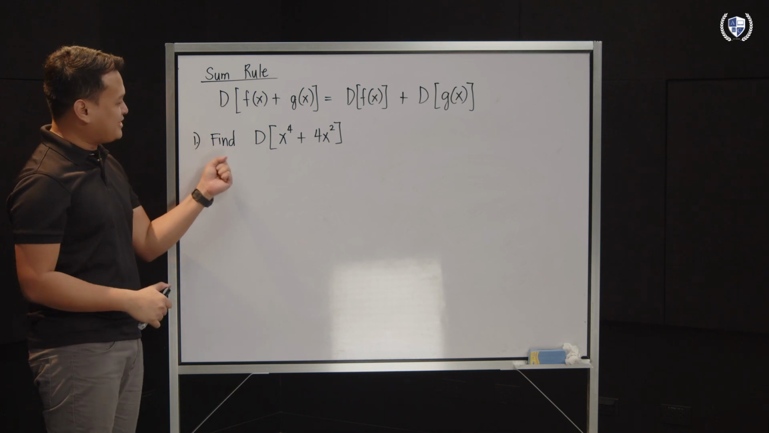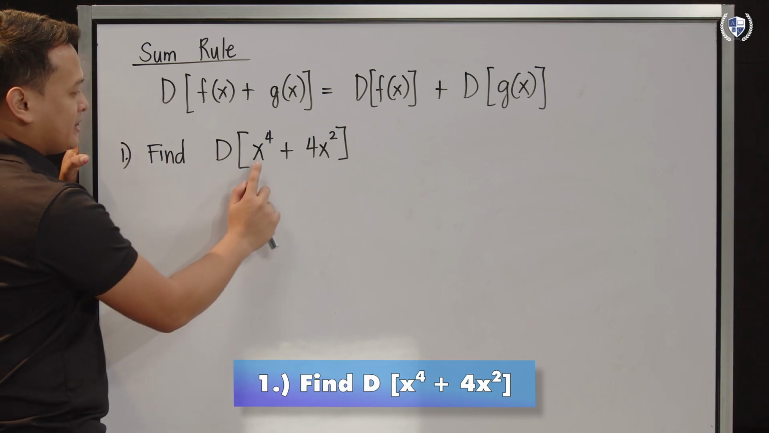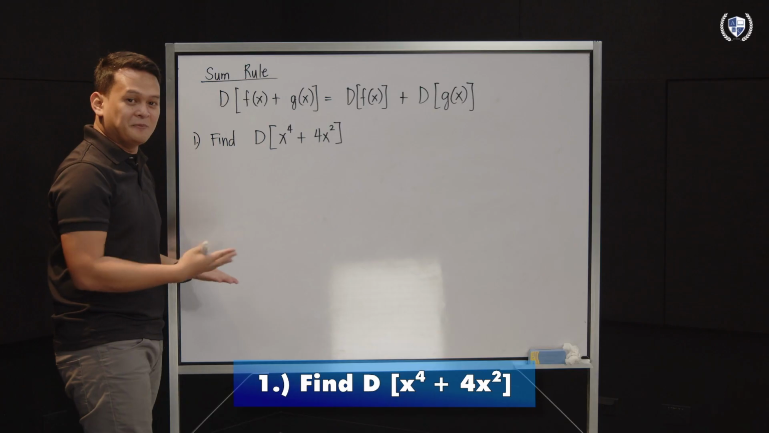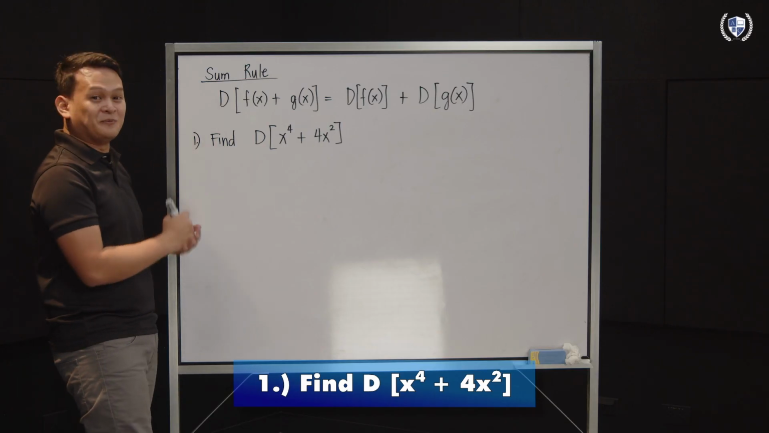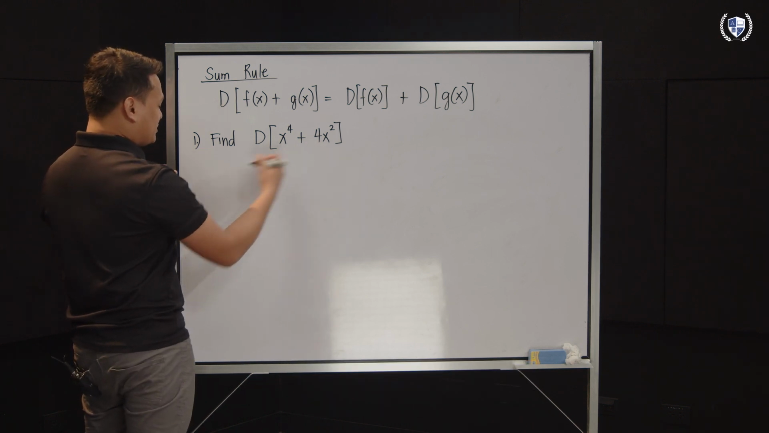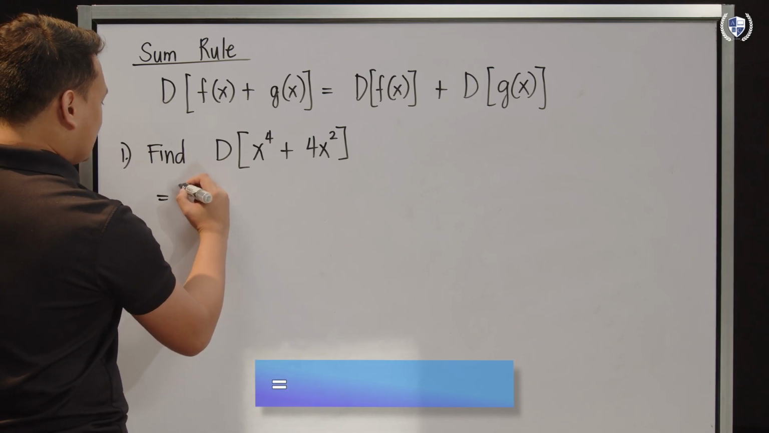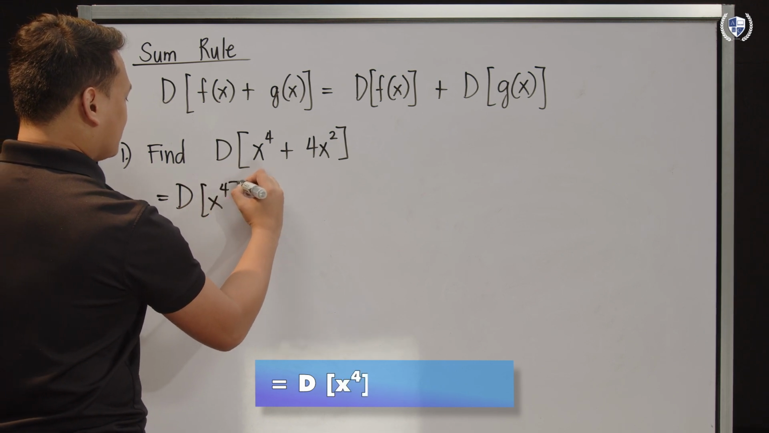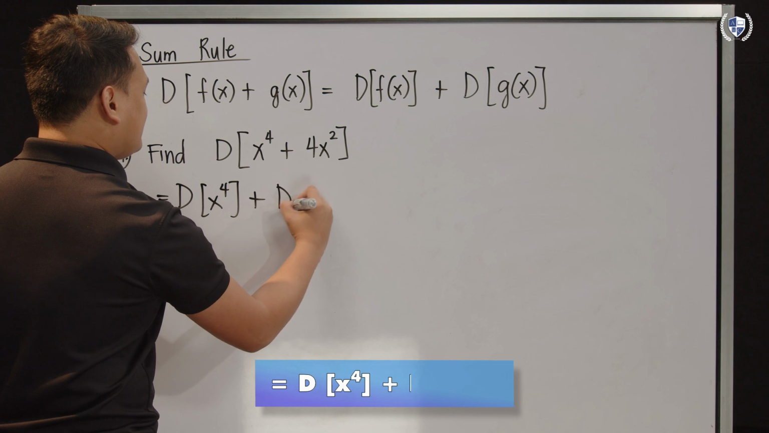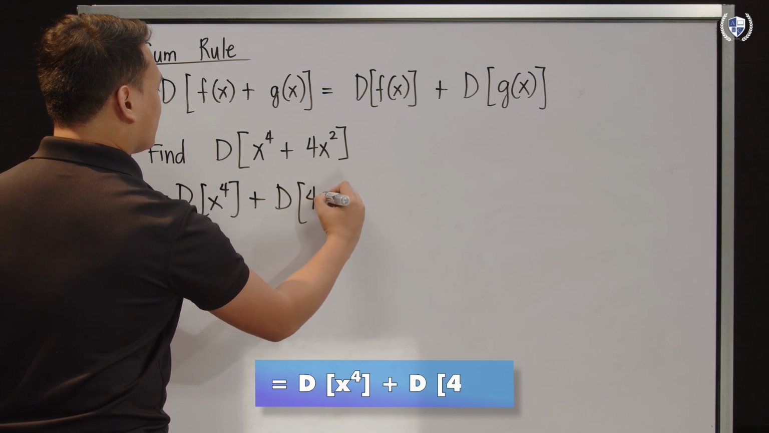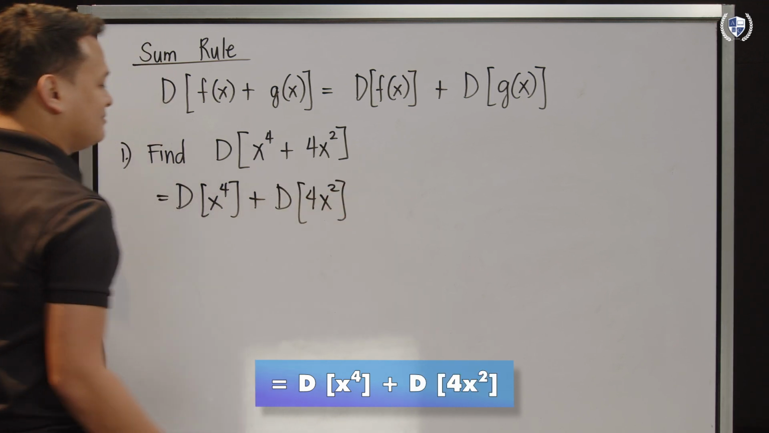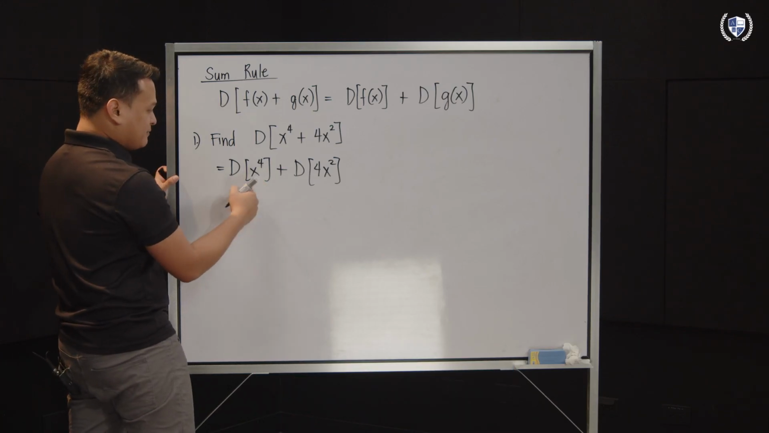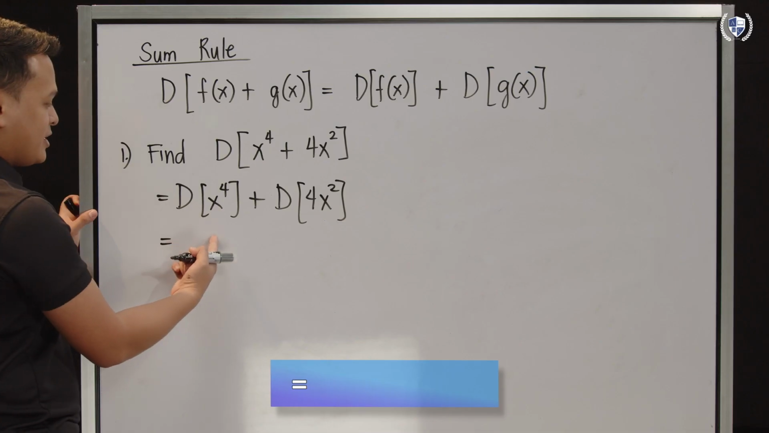Let's say, we're trying to find the derivative of x to the fourth plus 4x squared. And, syempre, dito magagamit natin yung sum rule na yun, na kung saan, to do this, this is just equal to the derivative of x raised to 4 plus the derivative of 4x squared. Diba? Pinamigay natin yung derivative sa kanilang dalawa. So, gawin na natin. The derivative of x raised to 4, anong rule ang gagamitin natin dyan?